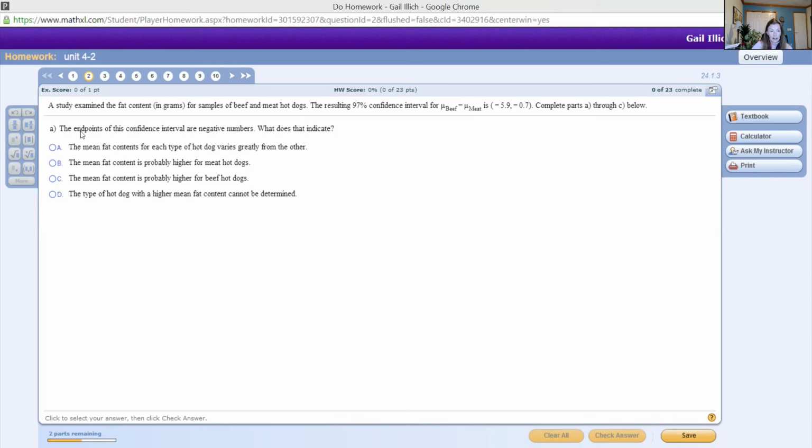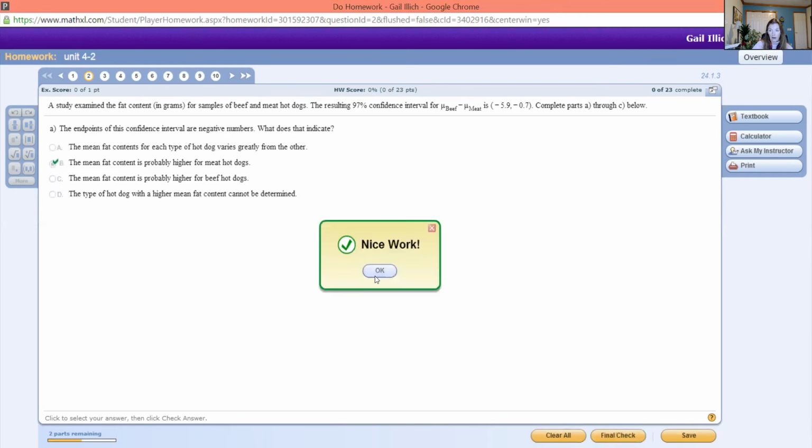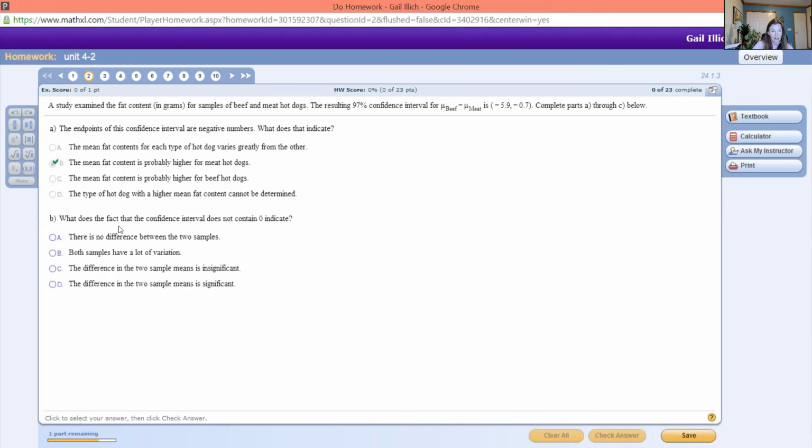So that's what it says here: the endpoints of this confidence interval are negative numbers. What does this indicate? That would be the mean fat content is probably higher for the meat hot dogs, because both ends of the confidence interval are negative, which means either way you put around it, you get negatives. Now, what does the fact that the confidence interval does not contain 0 indicate?